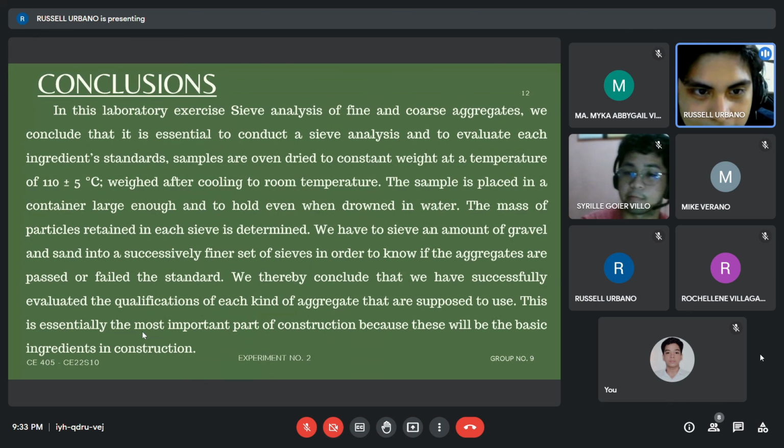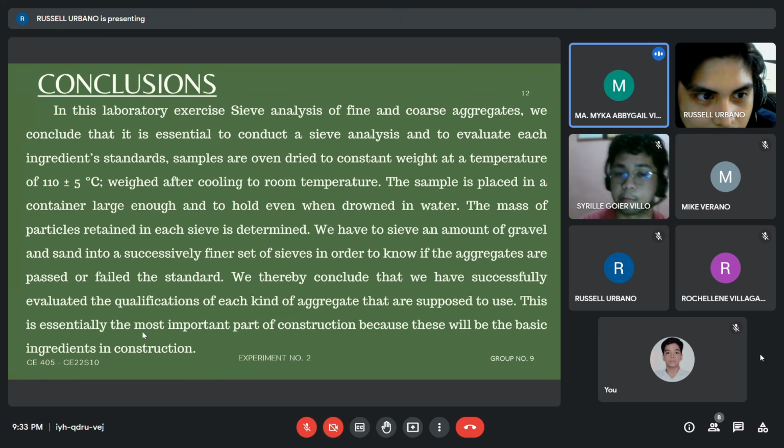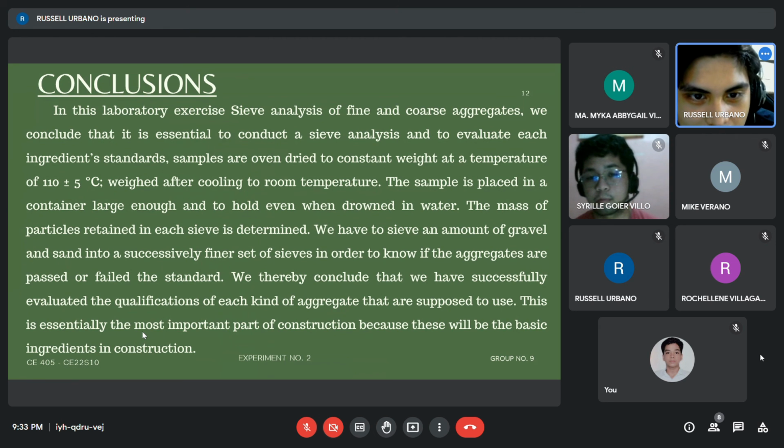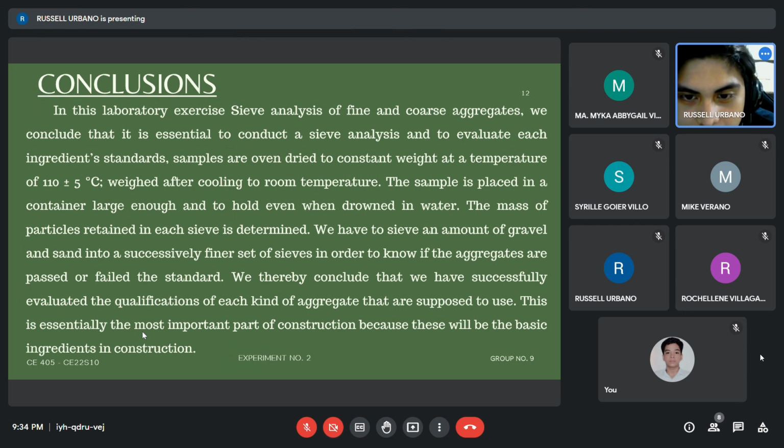In this laboratory exercise, sieve analysis of fine and coarse aggregates, we conclude that it is essential to conduct a sieve analysis and to evaluate each ingredient's standards. Samples are oven dried to a constant weight at a temperature of 110 plus or minus 5 Celsius, weighed after cooling to room temperature. The sample is placed in a container large enough to hold it even when drowned in water. The mass of particles retained in each sieve is determined.